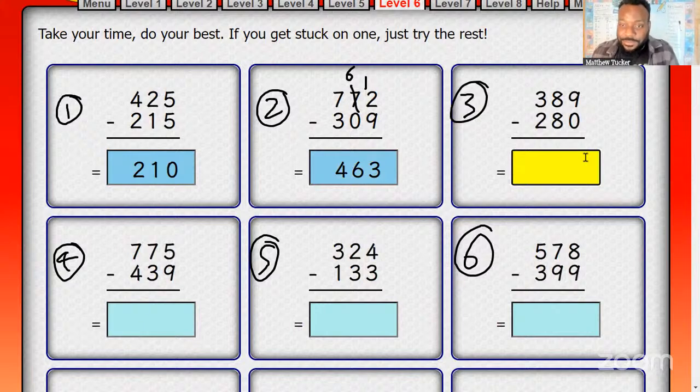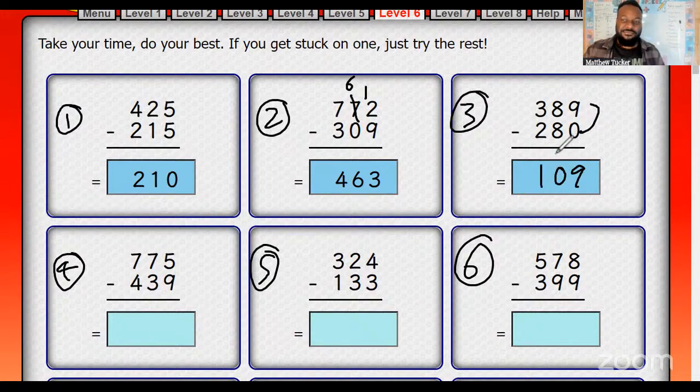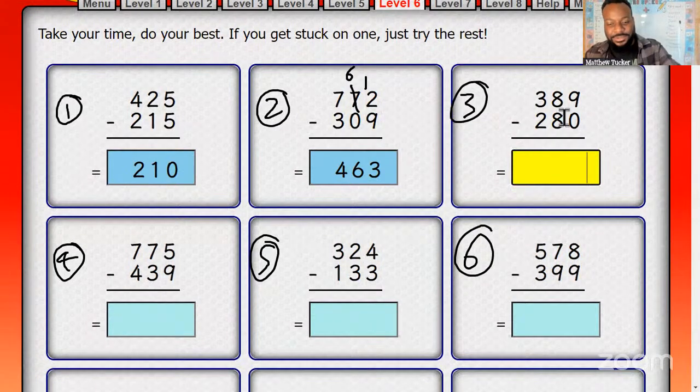Next one. Oh, this is easy. I'll tell you why. This is super easy. In 2 seconds, we can get this one. Nothing takes away from 9, so 9. 8 take away from 8 is 0. 2 take away from 3 is 1. 109. Super easy. They're practically giving you the answer. Okay? All right.